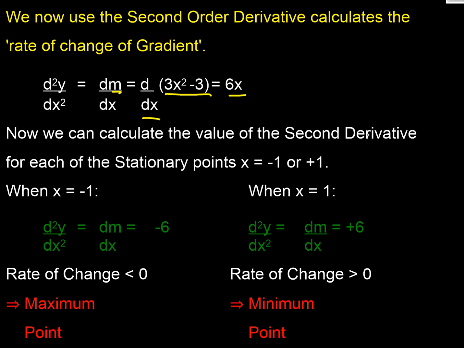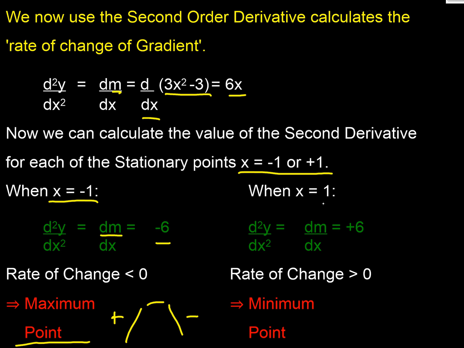Now we know our two stationary points, so x equals minus 1, x equals plus 1. So when x equals minus 1, the rate of change of gradient with respect to x is minus 6, isn't it? Because 6 times minus 1 gives us minus 6. So that rate of change is negative. It's going from a positive gradient to a negative gradient, from a plus to a minus. So therefore we're looking at a maximum point, aren't we?